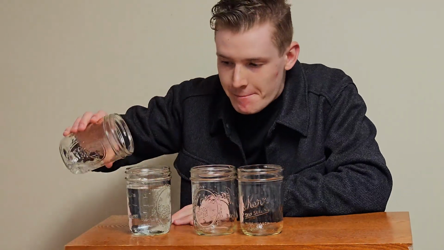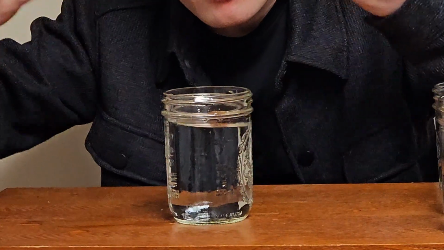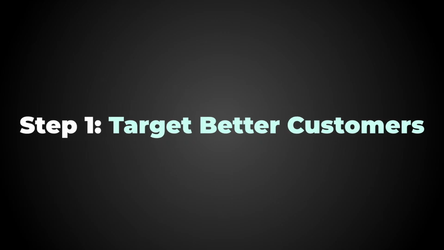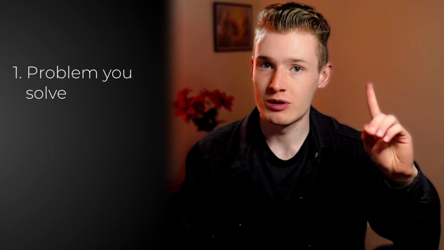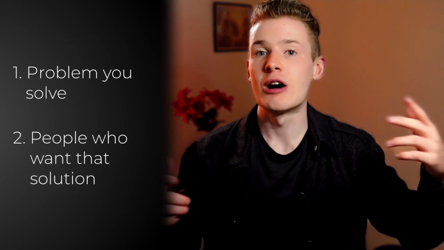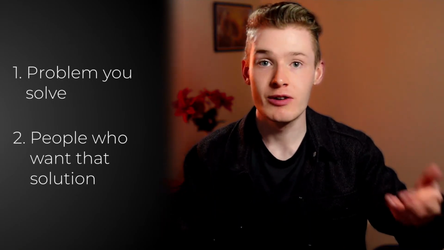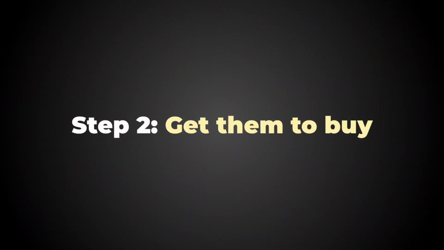What we really want to do is focus on one jar. But how do we know which jar to choose? Well, step 1 is to aim for the people who will get the most out of your SaaS. To do that, figure out the main problem your SaaS solves. Then figure out who would benefit the most from the result your SaaS provides. But how do we get those perfect customers to buy our SaaS? Well, that takes us to step number 2, and it works like this.